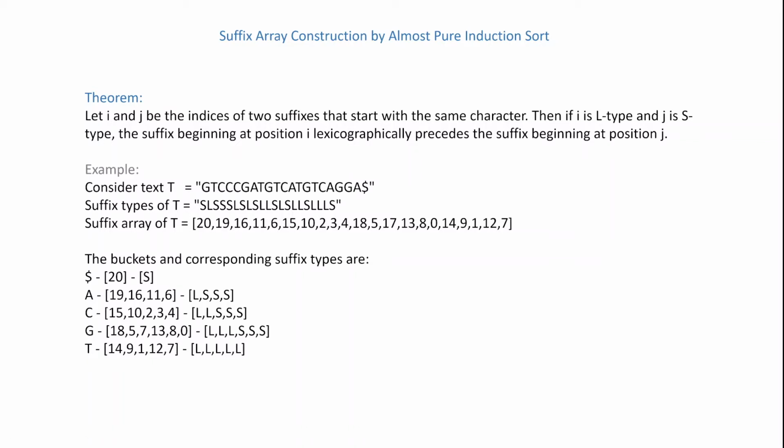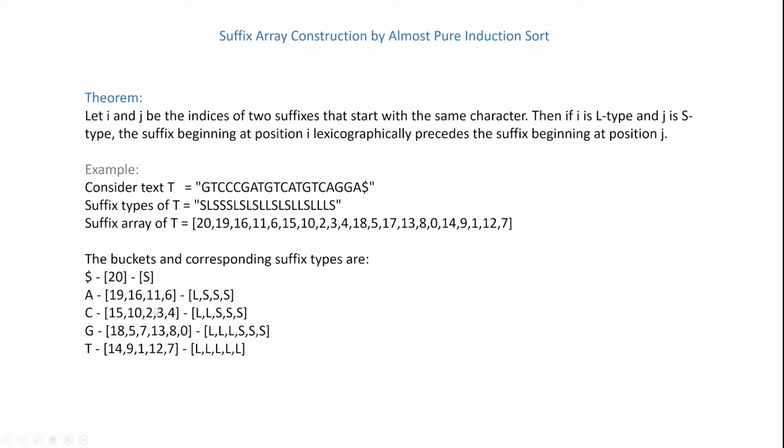Let's understand by taking an example. Here we take a random test string with G, C, A, and T characters. The suffix types of this string are listed as below, and the suffix array is this. And if we observe the suffix array, we can bucketize it using characters starting with A, C, G, T, and so on. So 19, 16, 11, 6, these suffixes start with character A. 15, 10, 2, 3, 4 are suffixes starting with character C. 18, 5, 7, 13, 8, 0 are suffixes starting with character G, and so on.